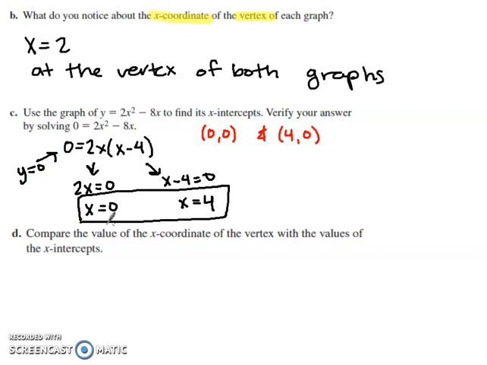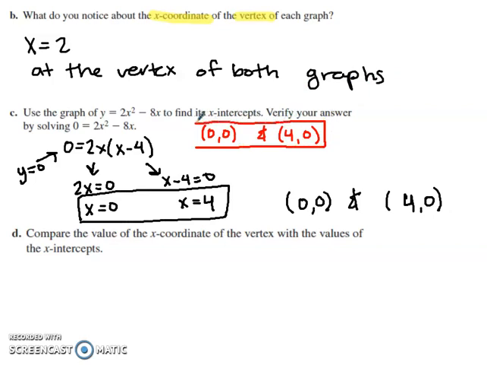So when y is equal to 0, my first answer tells me that x is 0. And when y is equal to 0, my second answer tells me that x could be 4. So there are two different x values that give me a y value of 0, which is exactly what we had found just by looking at our graph. So we can find those x-intercepts two different ways: by looking at the graph, or by solving by inputting 0 for y.